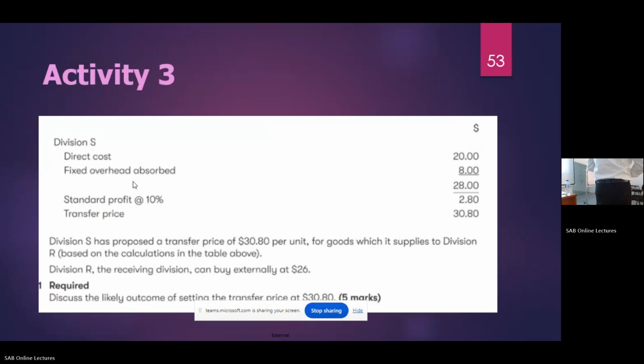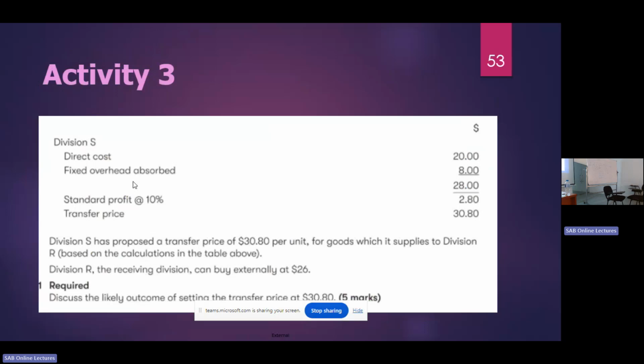Simple. When the transfer price is set as direct cost plus the fixed overhead absorbed, 28 plus 10%, 30.8, division R, the receiving division, right? The receiving division manager might argue, no, we are not willing to pay 30.8 because we can buy it from outside at 26. So they will go for outside purchase.